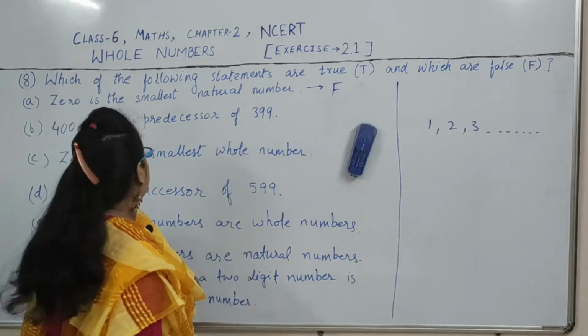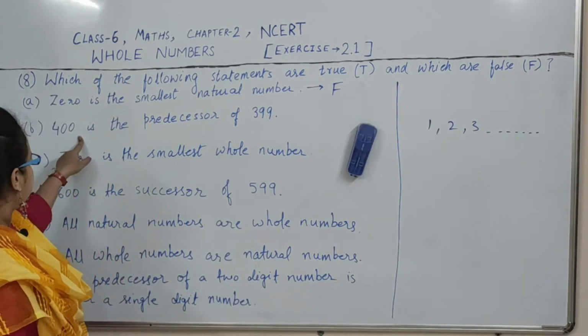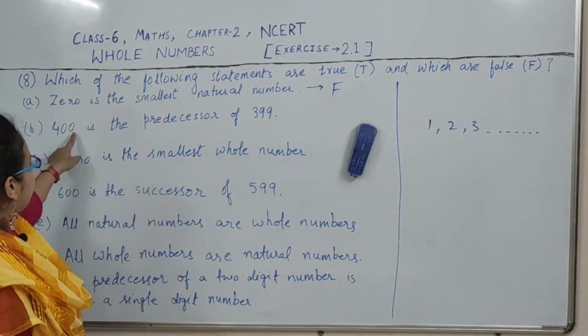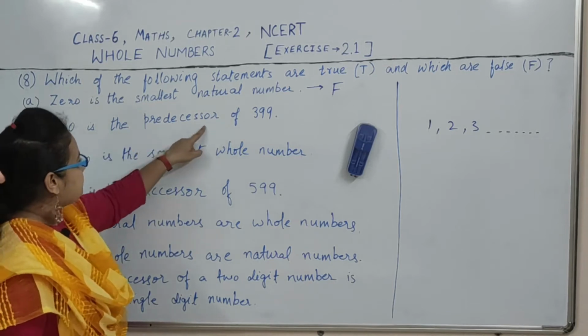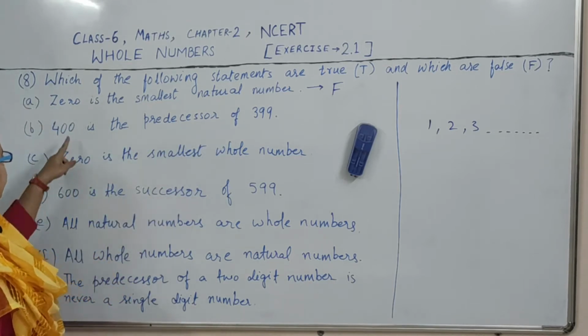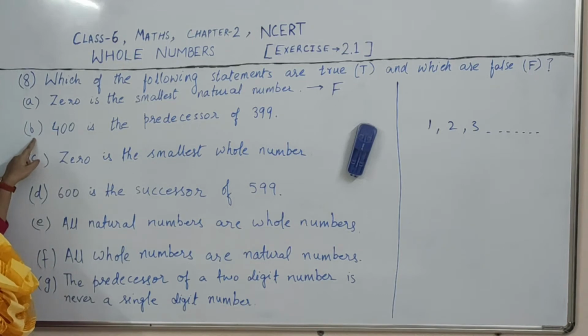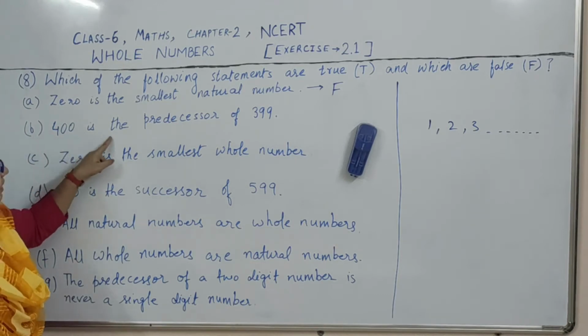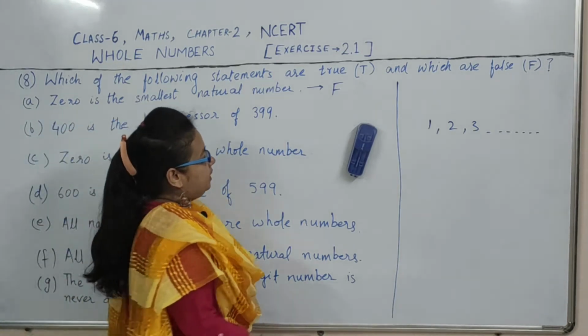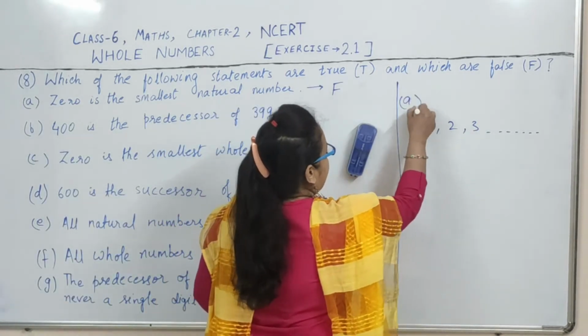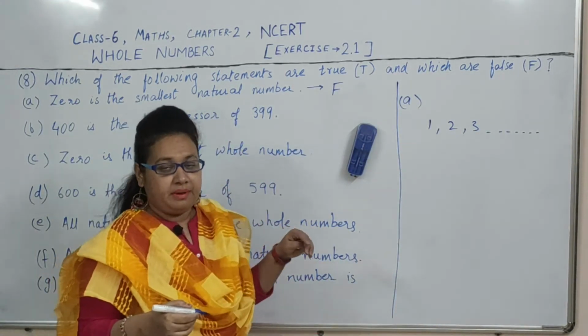Now let us see the other one. 400 is the predecessor of 399. See, the B part, the question is: 400 is the predecessor of 399. What is the predecessor of any number?